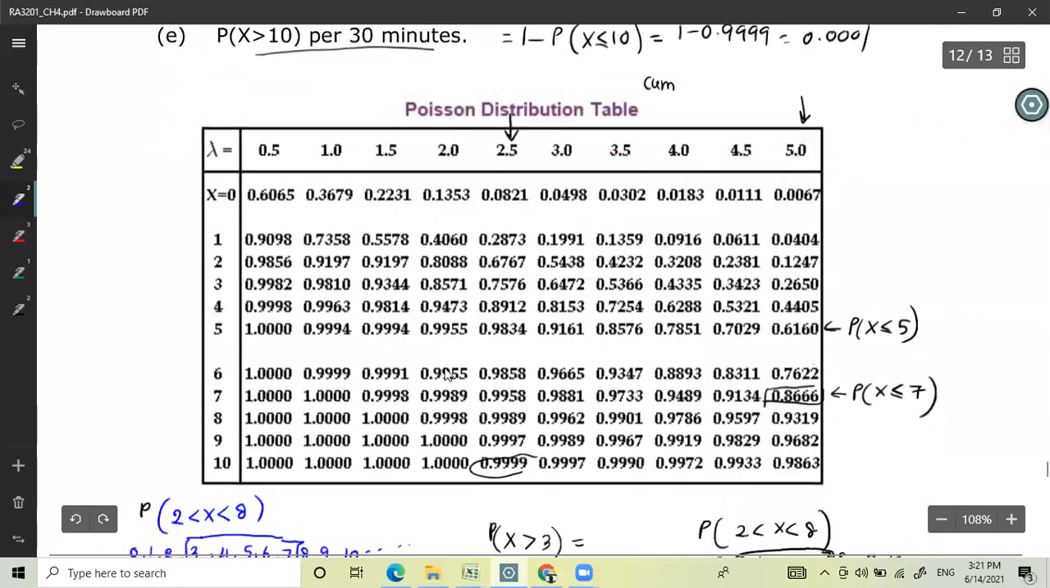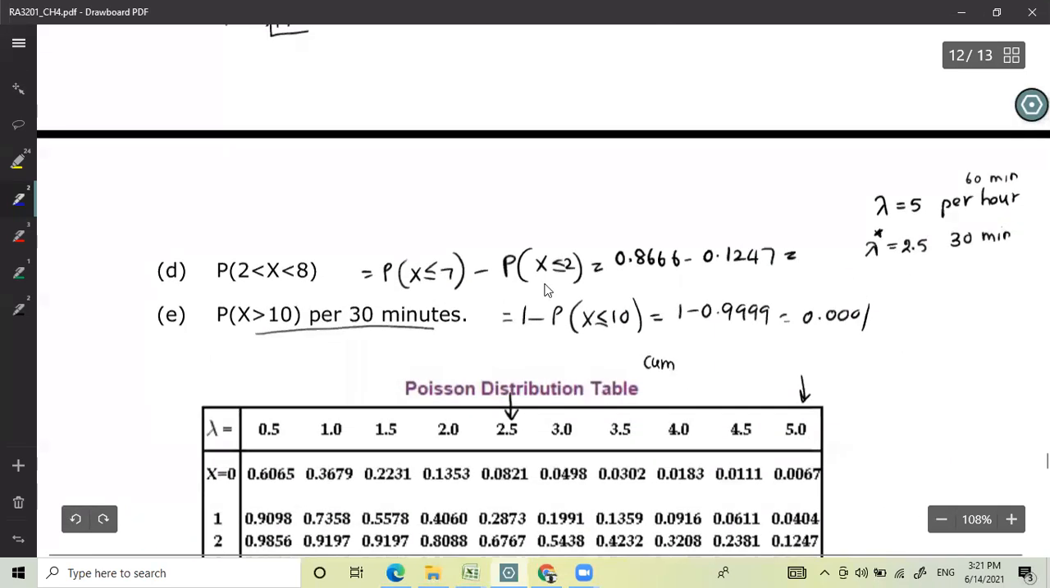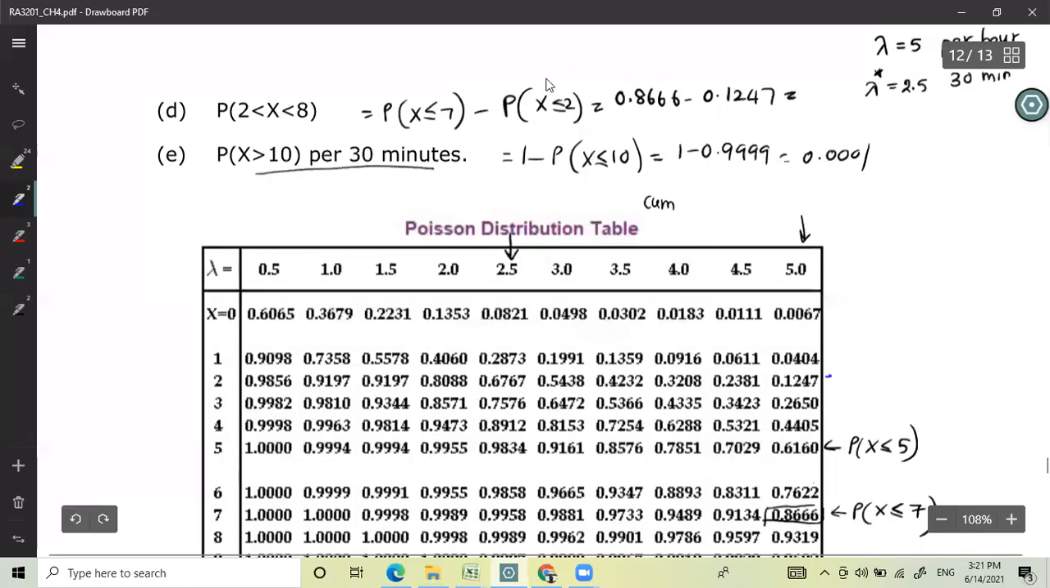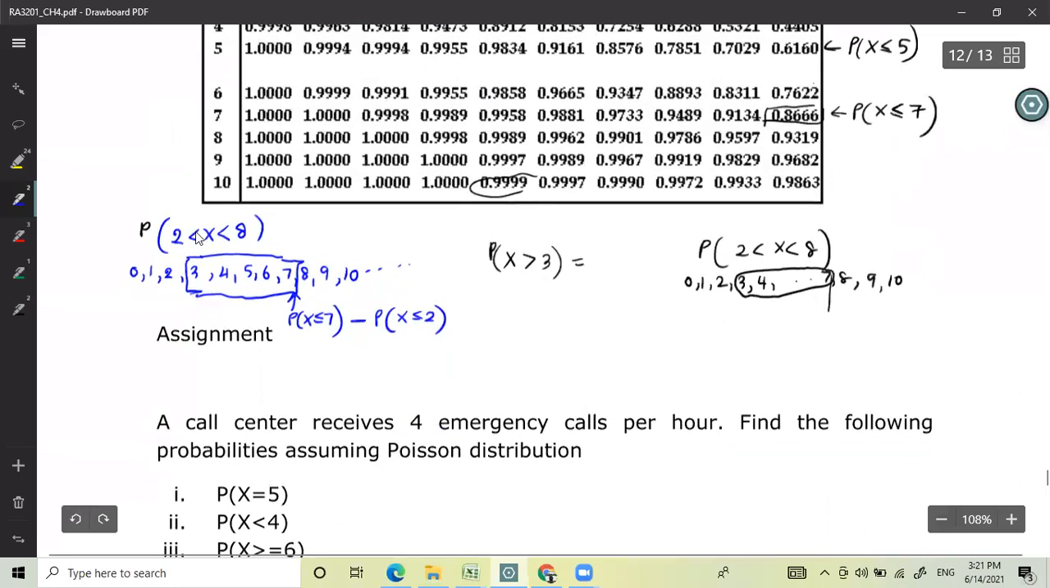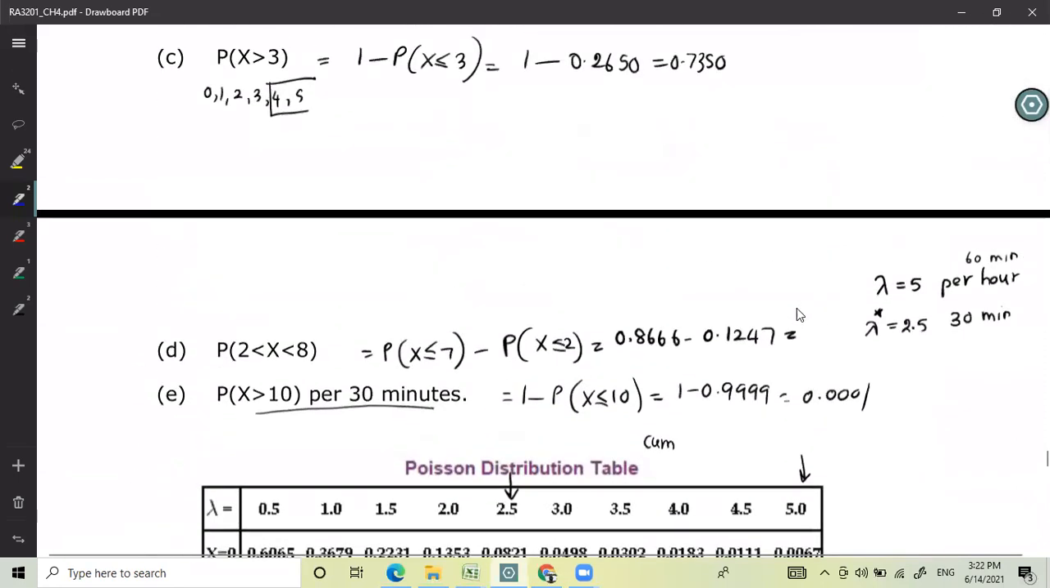X less than or equal to 7 is, see here's 0.8666 and 0.1247. See, right? So you get rid of, or subtract, the unwanted set. So you end up with the final answer. Is that clear now? Okay, so you have to be careful with the equal signs, not just the values. It's always good if you can write your set like this. Then you can easily find the limits where you have to start and subtract. Is that clear now?